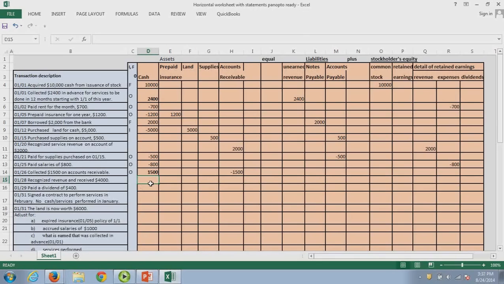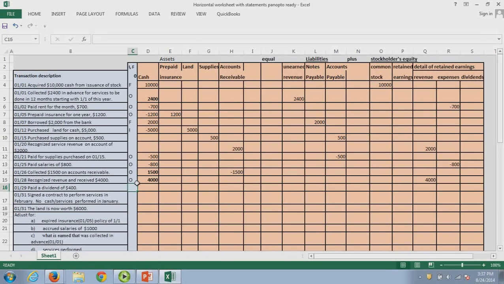Next, we recognize revenue and receive cash right away. So this is a nice situation to have when you get the money quickly. And we earned it and collected it, so I'll come over here to revenue and put that in as well. Okay, and for cash flow purposes, again, it's customers, so it's operations.